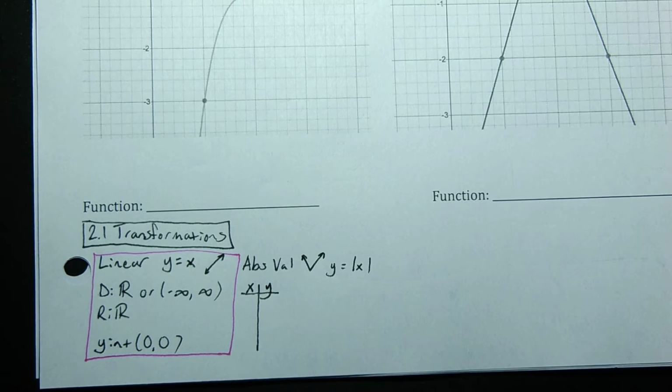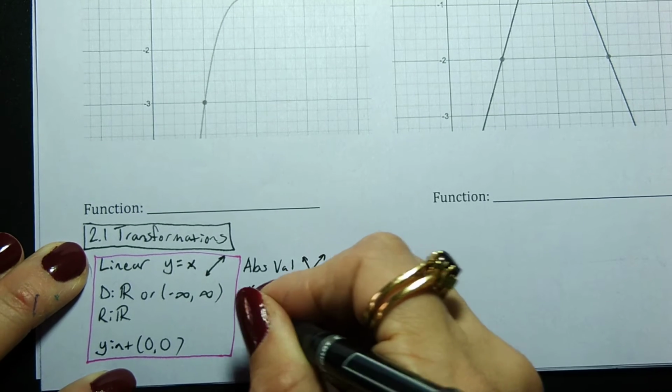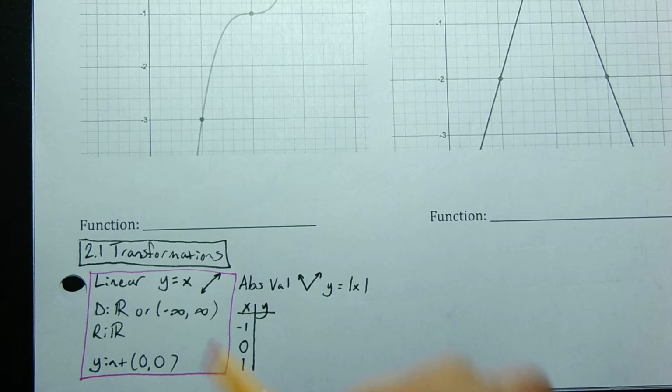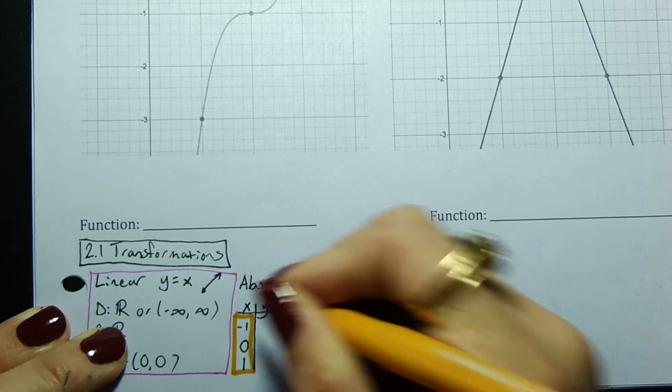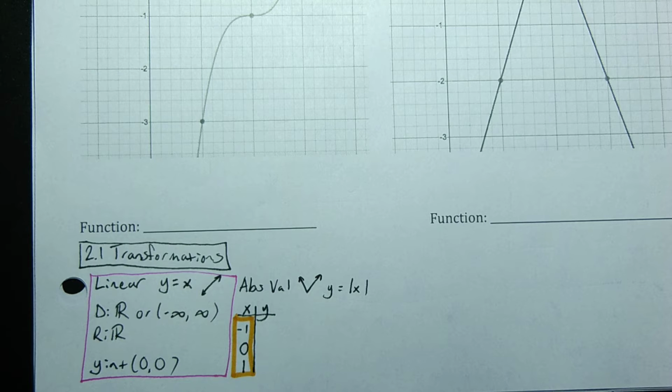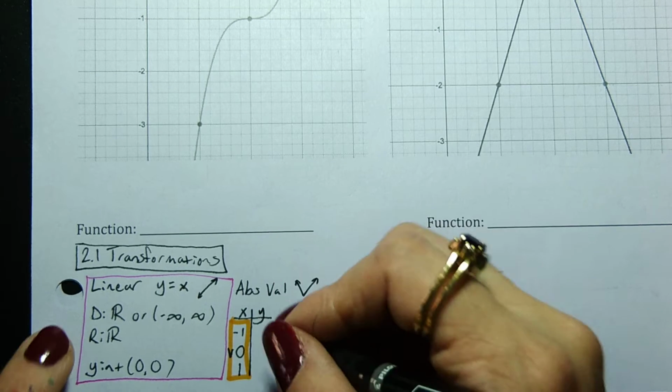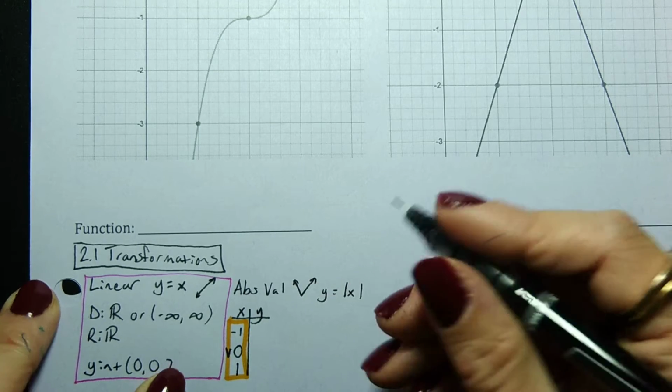Does anyone remember what we used for the inputs of the parent table on almost all of these? -1, 0, and 1. These are nice, easy, small values to pick, and they also span the negatives and positives, and 0 is almost always the vertex, the central point, or the starting point. For our linear function, 0, 0 is our starting point, our y-intercept. For the absolute value function, our vertex is at 0, 0.